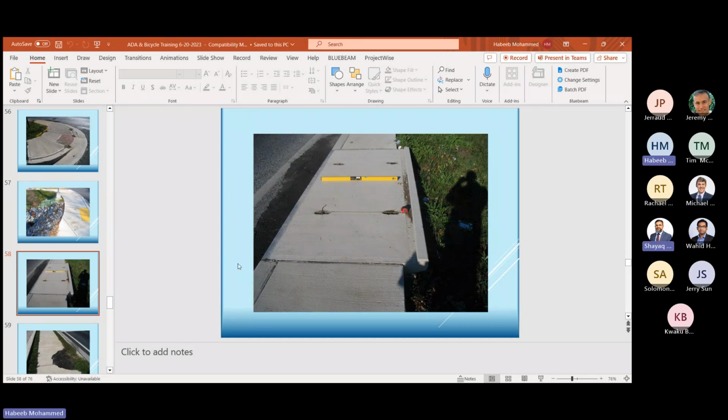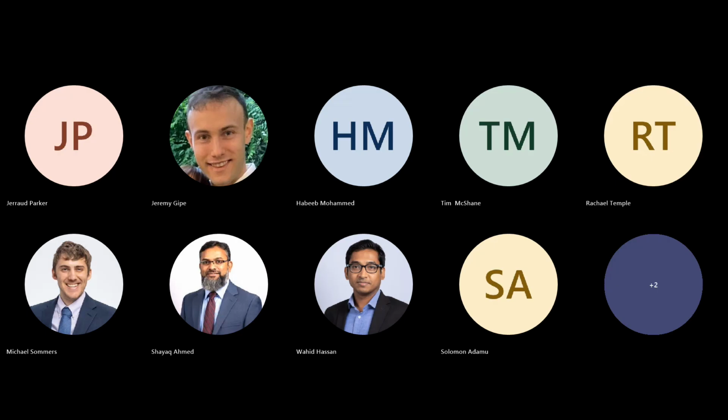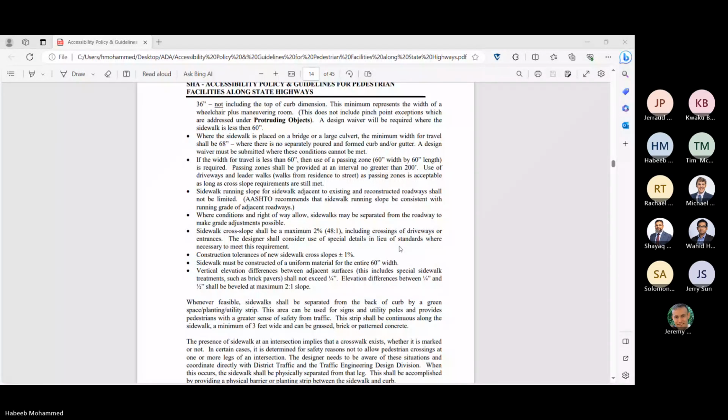If you guys want, I can share the screen. Yes, I have that. Which page was it? Do you recall? Page 14. Okay, let me share the screen. Just 1 minute. Okay, you can see that, right, Kwaku? Yeah, I can see it.